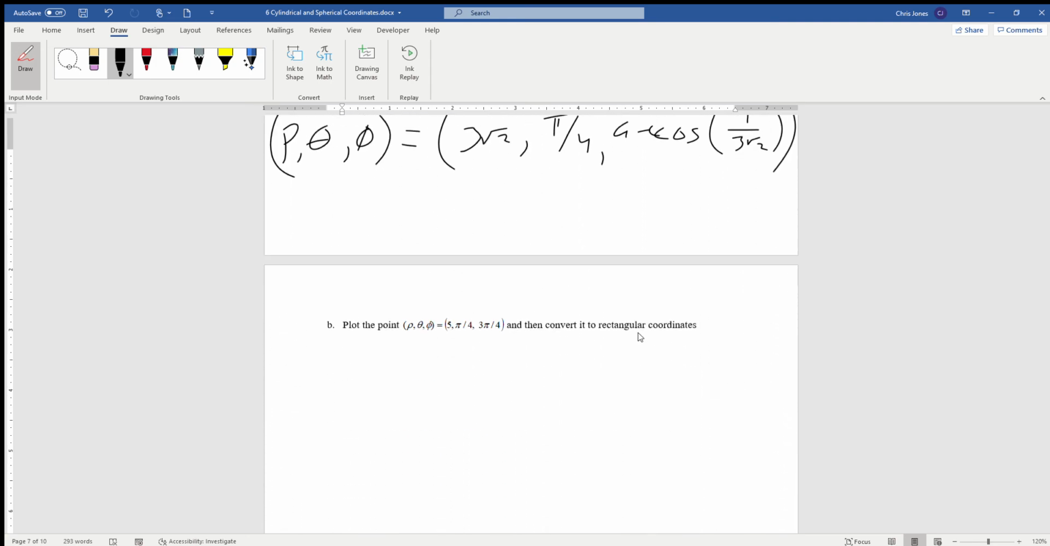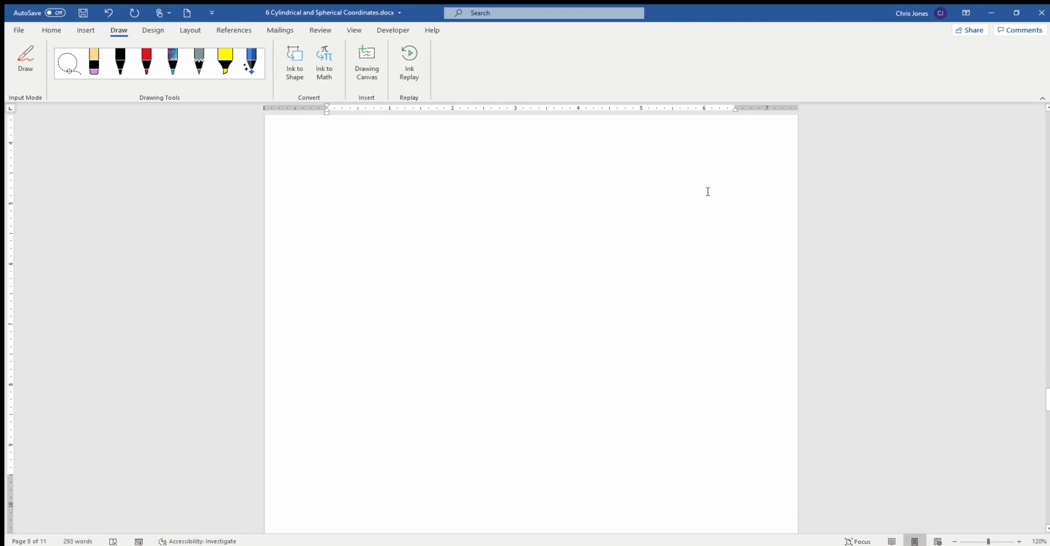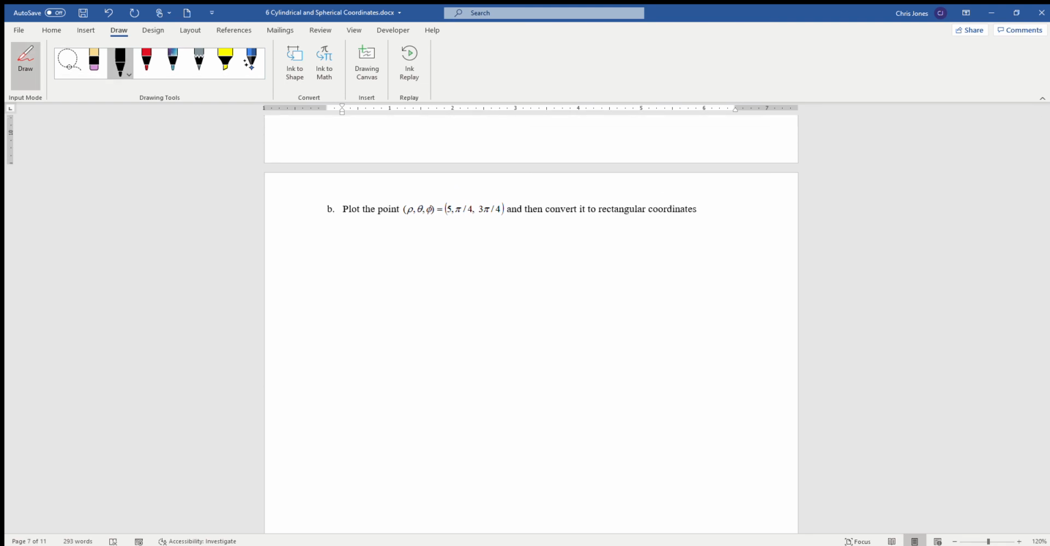All right, what about the other way? Let's plot the point 5, pi fourths, 3 pi fourths, and then we want to convert that into rectangular coordinates. All right, so not too bad. So we need our formulas. Remember that x is the same thing as x in cylindrical coordinates, except we replace r with rho. We have our cos theta, but then we also have this sine phi that we throw in there. y is going to be equal to rho sine phi sine theta. Sorry, that should have been theta. And then z is rho cos phi. So literally, these are just substitutions.